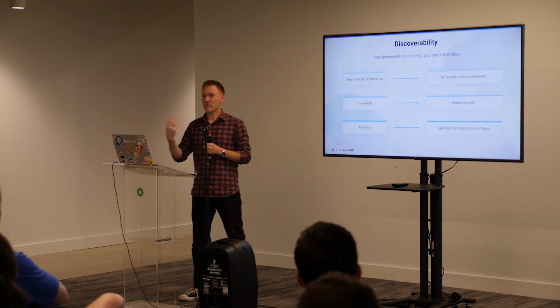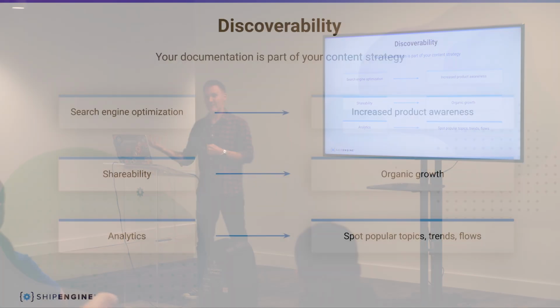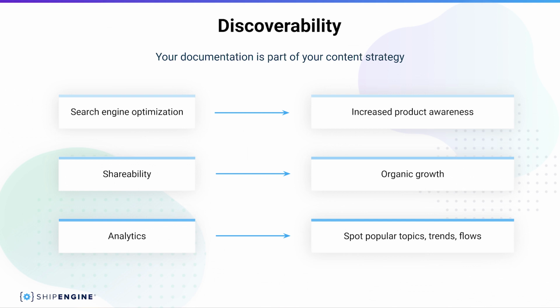Your docs should be optimized for SEO, so that you can actually drive new customers to your product. People who have never heard of ShipEngine should be able to find us just because they went to Google and typed, how do I print a UPS shipping label, right? That's SEO.